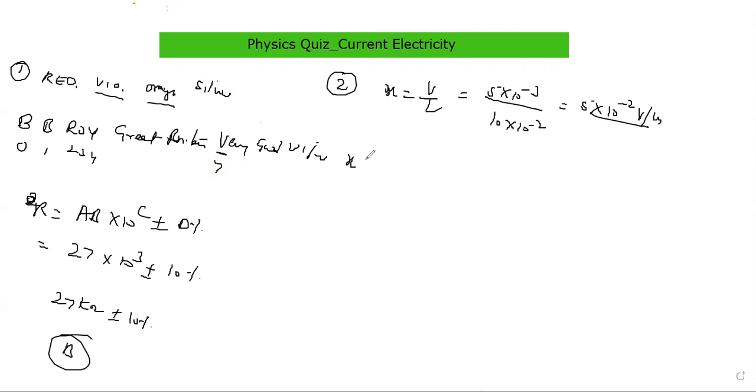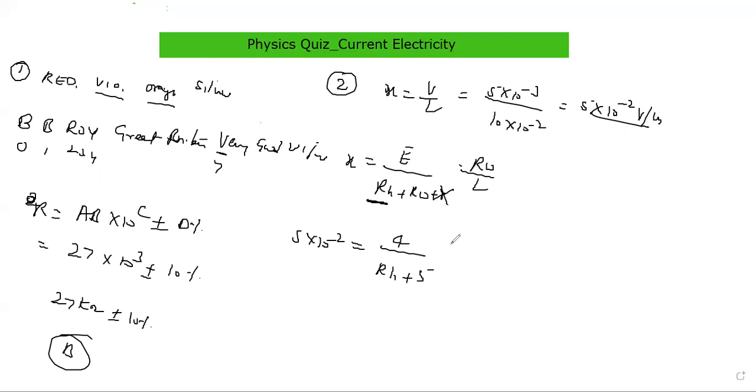So the potential gradient is also equal to this formula: EMF of the battery, by RH plus RW plus internal resistance of the wire, times the length. Internal resistance is not given, that is okay. They are asking for the rheostat. So the potential gradient 5 into 10 power minus 2 is equal to the EMF, which was given as 4 volt. RH you have to find, the resistance of the wire is given as 5 ohm, by length given as 1 meter. This 5 gets cancelled here.